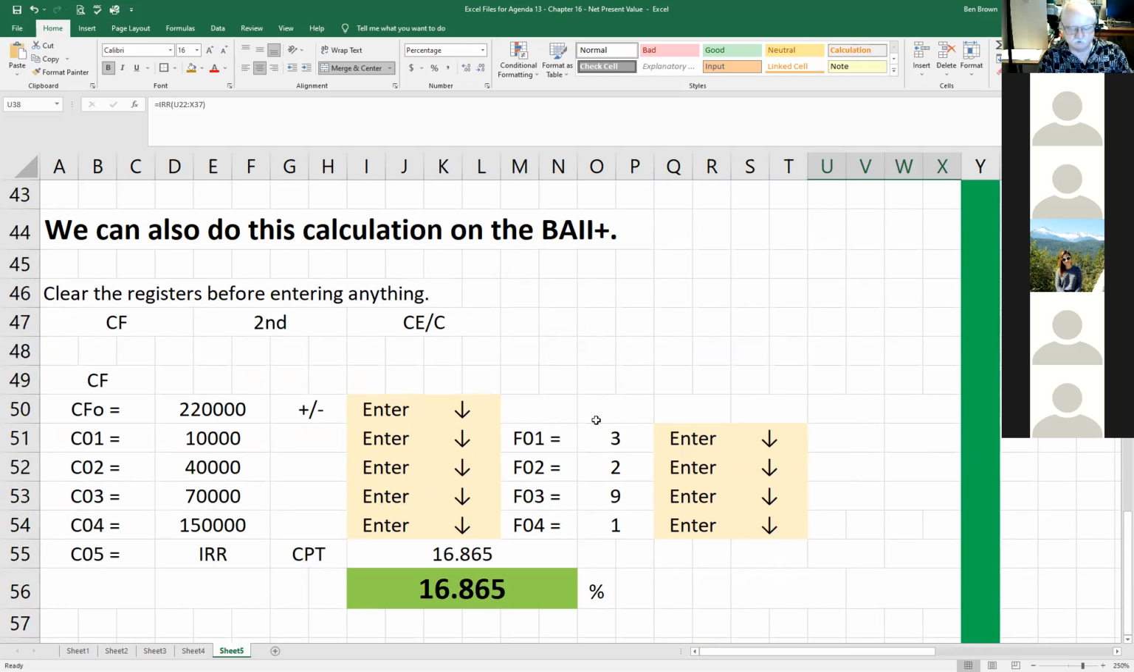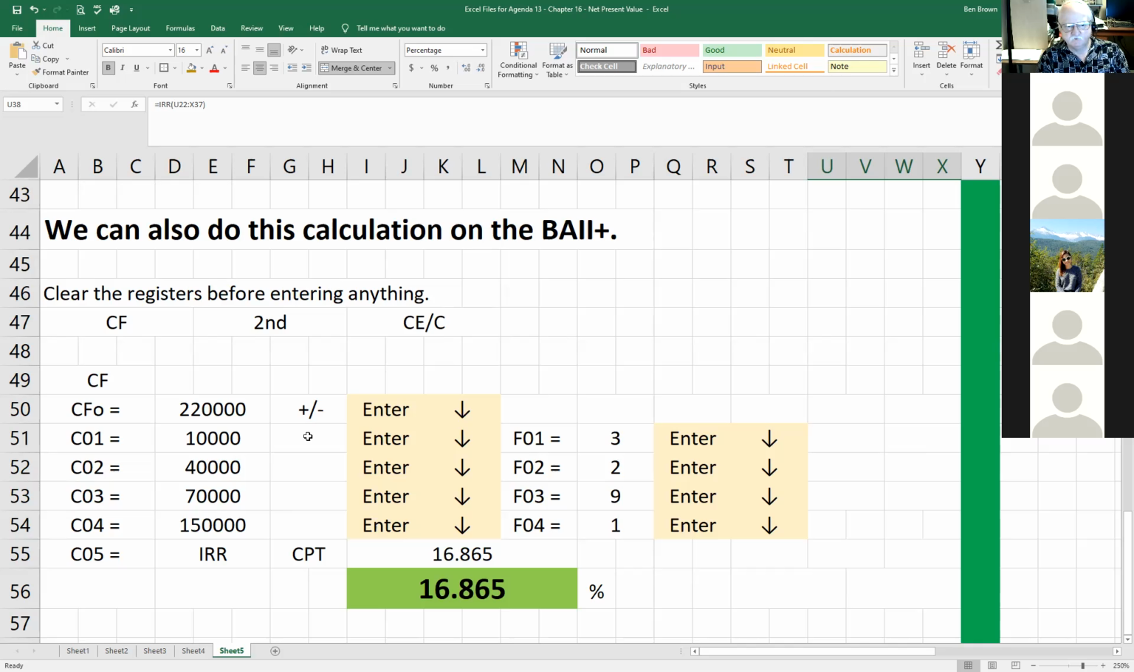First off, clear the registers. So CF, second clear, then hit CF. So we have a payment of 220,000, so 220,000 negative, enter down. So the first amount of money we have to worry about is 10,000. It's positive, enter down. And we know this is happening 3 times. So the frequency is 3, enter down.